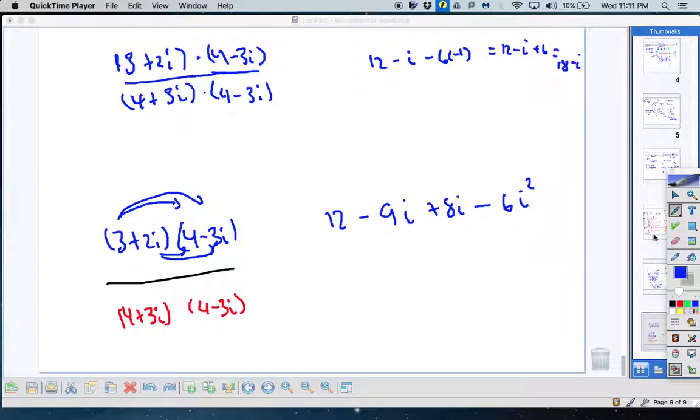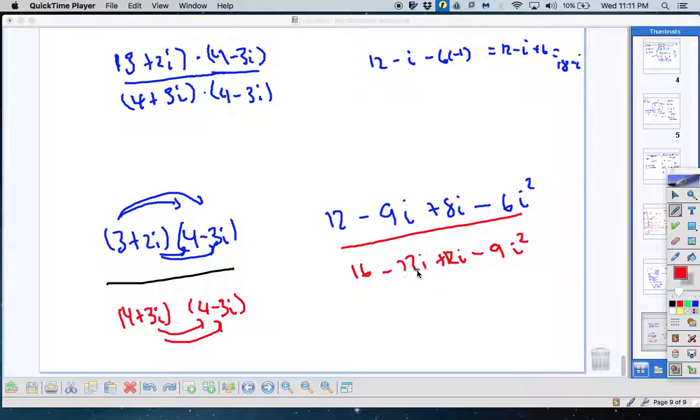Okay? On the bottom, so let's change the color and do the bottom. And I should have gotten a bigger page. But that's okay. We'll make it work. On the bottom, I got 4 plus 3i times 4 minus 3i. So we got 4 times 4 is going to be 16. We get minus 4 times 3 is 12, so minus 12i. And then doing it the other way, we get positive 12i. And lastly, 3i times negative 3i, we get a minus. 3 times 3 is going to be 9. And then i times i is i squared.